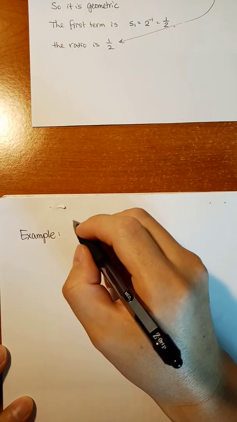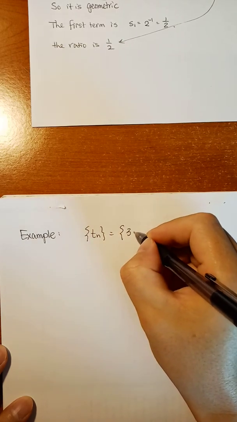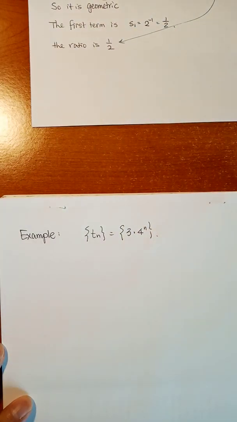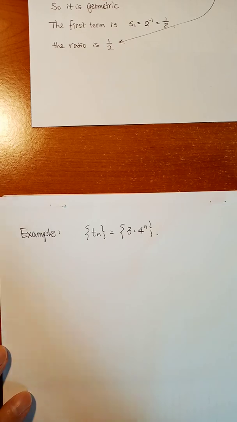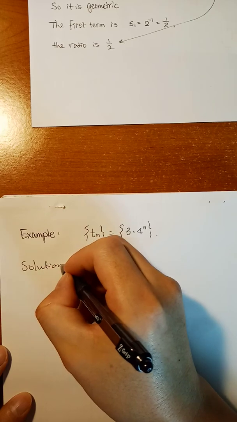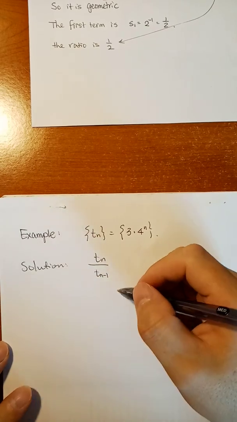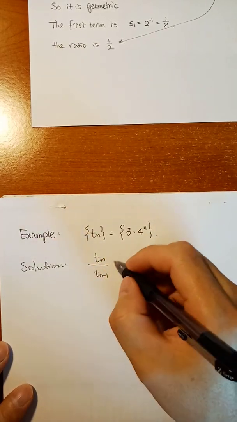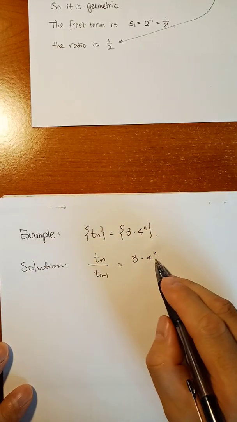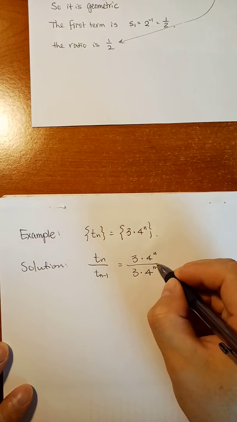Determine a sequence. So we have this sequence Tn is 3 times 4 to n. We want to know if it is a geometric or not, a geometric sequence or not. So you just examine. In order to determine a geometric sequence, you only examine Tn over Tn minus 1. Tn, 3 times 4 to n. Tn minus 1, 3 times 4 to n minus 1. Whenever you see n, you write n minus 1.